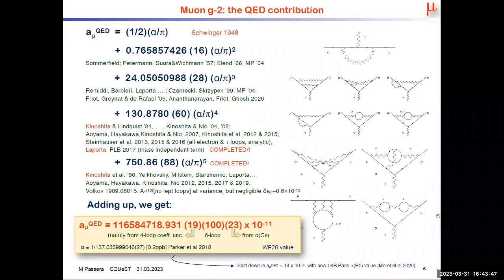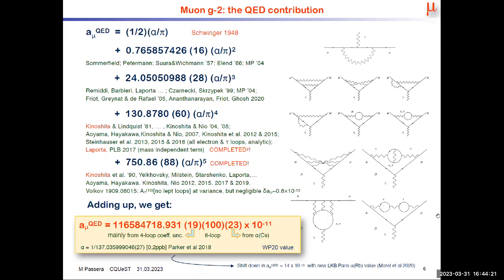Okay, the first calculation was done in '48, and in the '50s was the first calculation of the two-loop contribution, then the three-loop calculation done by Remiddi, Barbieri, Laporta, several people, and then the four-loop calculation, which is astonishing. And it was actually only completed in 2017 by Stefano Laporta, analytically. He computed, I don't know how many diagrams, but I know that he quoted the results with 1,000 digits. And this is the five-loop contribution, where the hero of this calculation is Laporta.